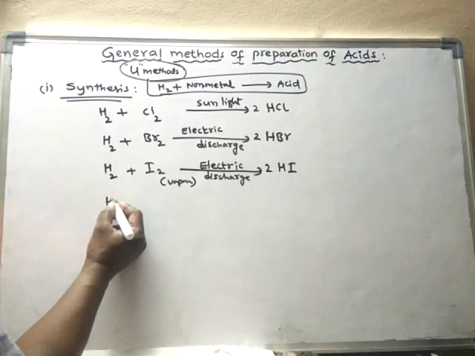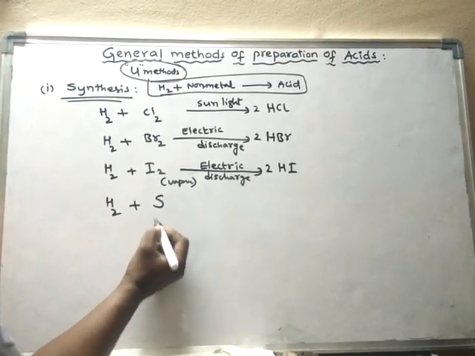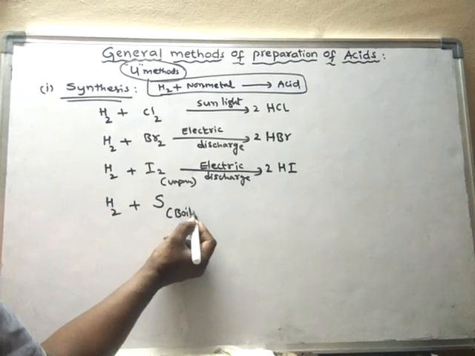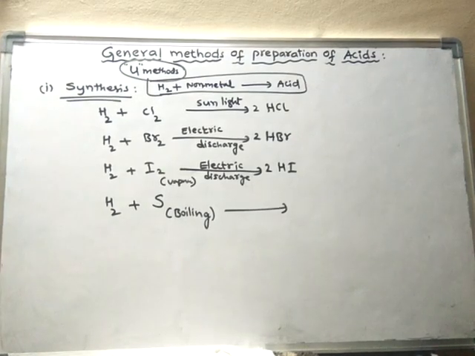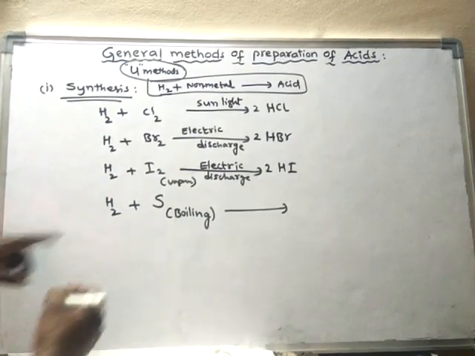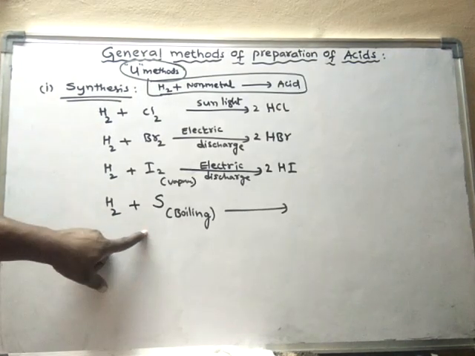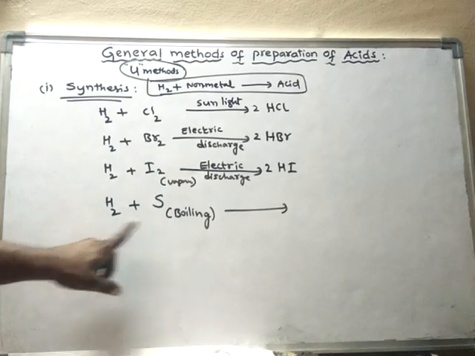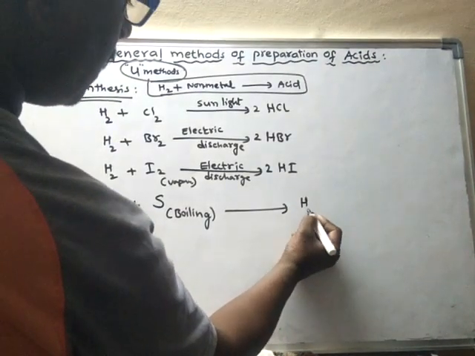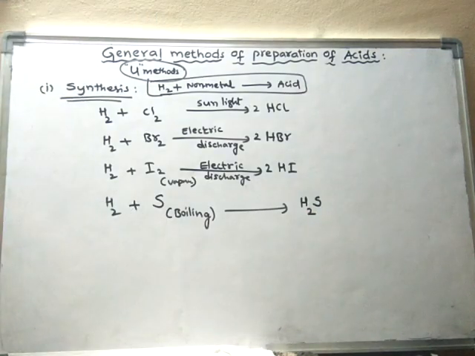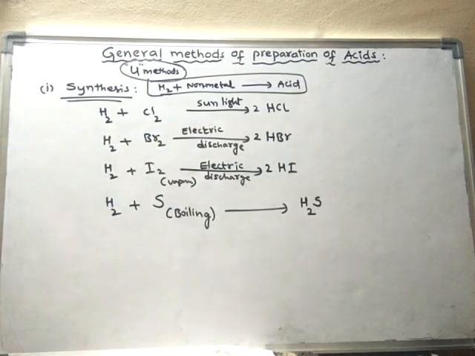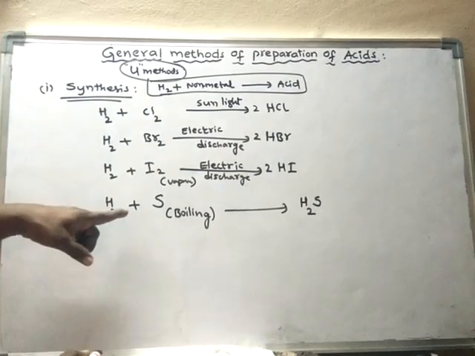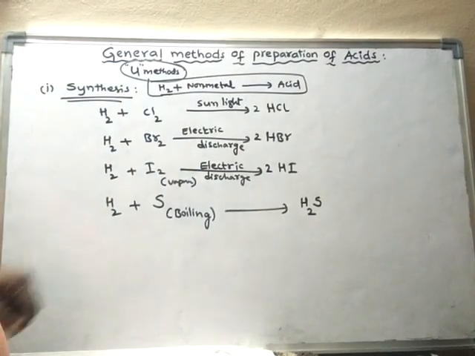Another example is hydrogen reacting with sulfur. We have to take boiling sulfur. When hydrogen gas is bubbled through boiling sulfur, both of them react with each other to form an acid known as hydrogen sulfide. All these are synthesis reactions. In this process, when hydrogen reacts with the non-metal, all these acids are obtained.